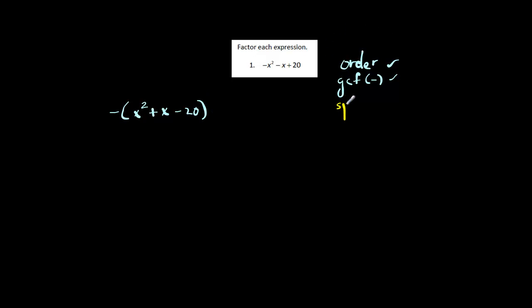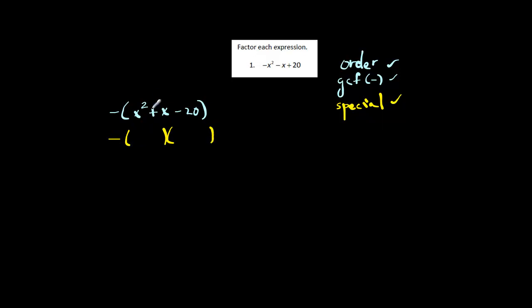Then I'm going to check to see if it's special at all, meaning is it a difference of two squares or a perfect square trinomial. I'm not checking this, I'm checking this here. So the answer is no, there's nothing really special about that. It's just a regular run-of-the-mill trinomial. So we're just going to go straight to factoring this.